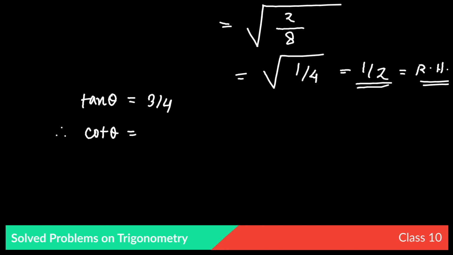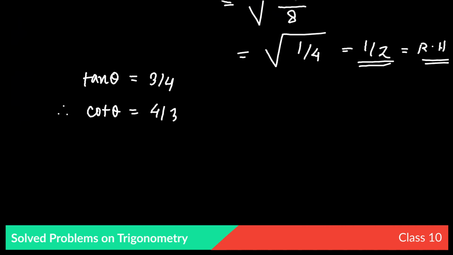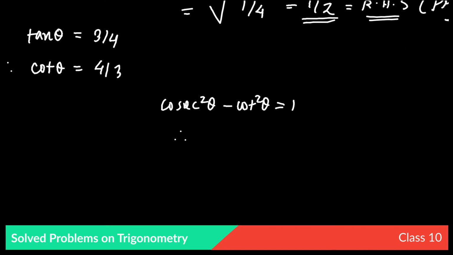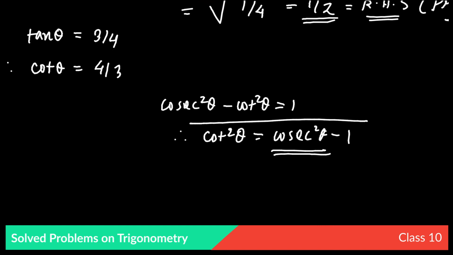In the previous method we found sec theta, then converted into cos, then found the value of sin theta. In this process we will get the value of sin theta directly. Let's see. Cot theta is 4 by 3. Now there is another identity in class 10: cosec square theta minus cot square theta equals 1. So cot square theta equals cosec square theta minus 1. Why are we doing this? Here it is cosec square theta, and cosec is the reciprocal of sin theta. So if we apply this method, it will be shorter than the previous one.